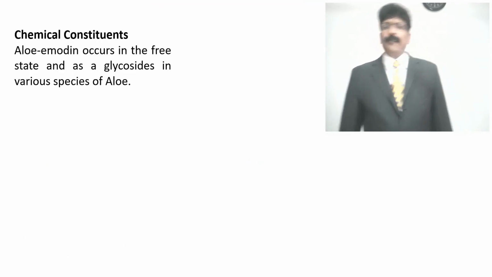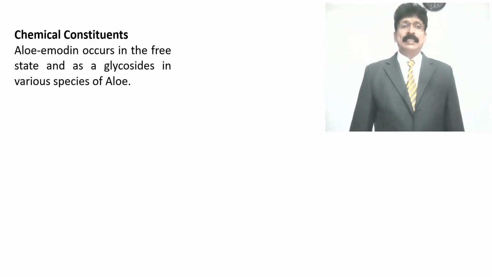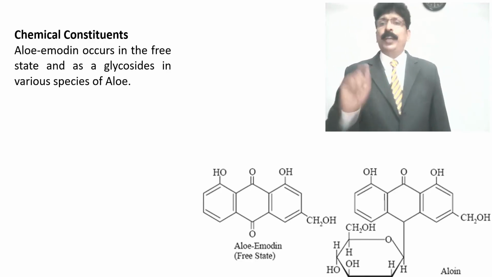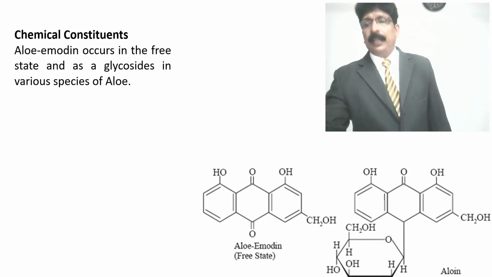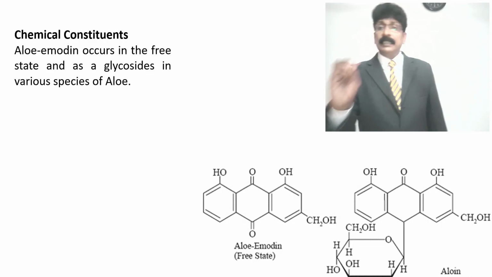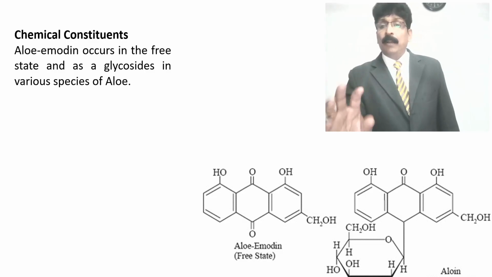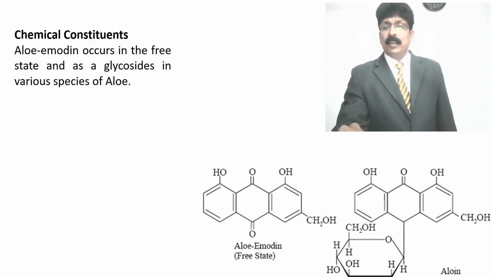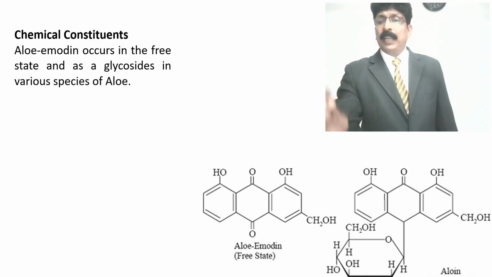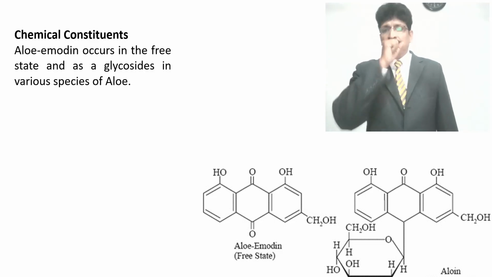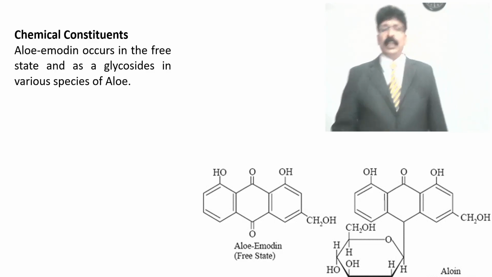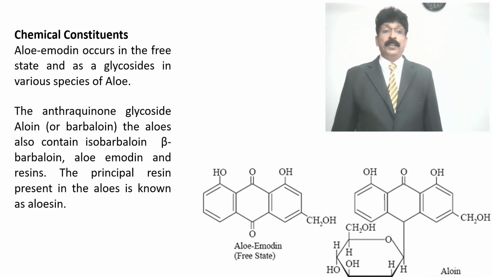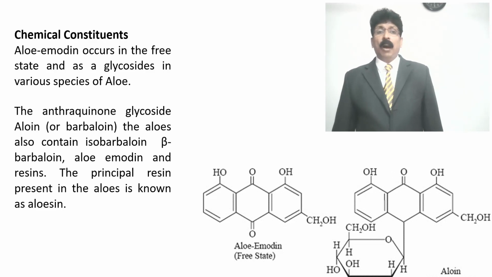Chemical constituents of aloe: aloe emodin occurs in the free state and as a glycoside in the various species of aloe. You can see aloe emodin in the free state, and when it is combined it is in aloin, that is a glycoside. A student can at least remember the aglycone and glycone. The glycone part is a glucose molecule attached as a C-glycoside. Very clearly you can see the O of the double bond of the emodin is removed and you have a linkage as shown in the picture. Aloin is an anthraquinone glycoside, as shown in the structure, or it can be called barbaloin.